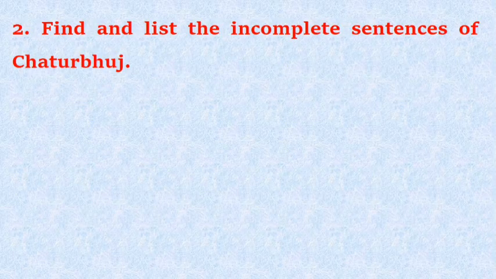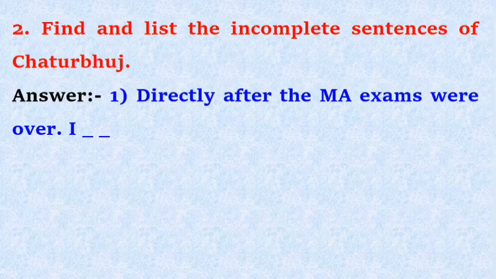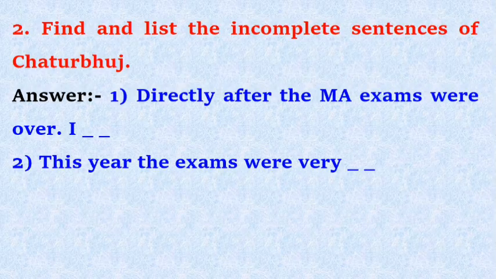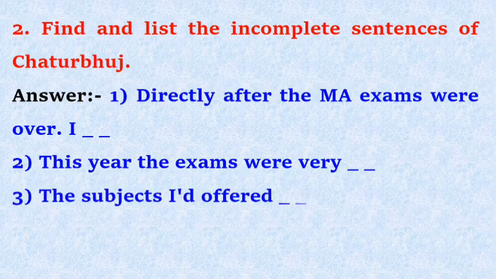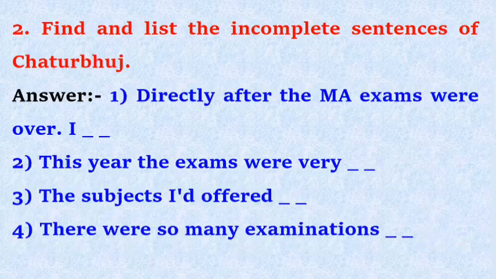Question number 2. Find and list the incomplete sentences of Chaturbhuj. Answer: First, directly after the MA exams were over, I. Second, this year the exams were very. Third, the subjects I'd offer. Four, there were so many examinations.